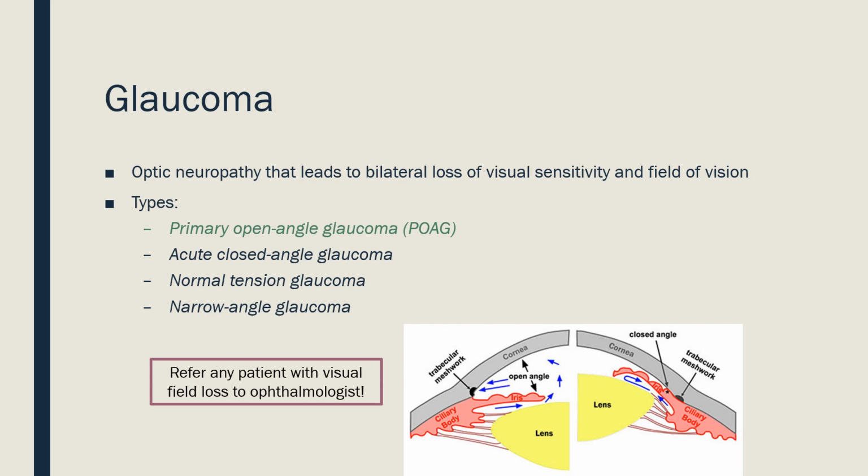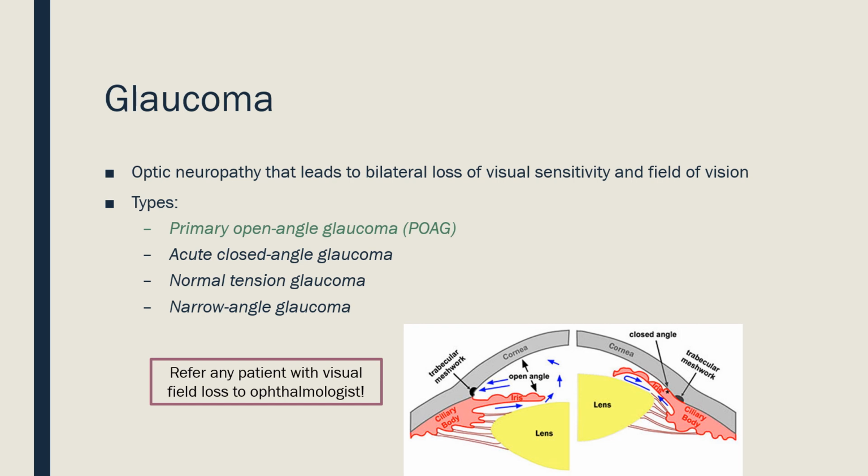Glaucoma is caused by irreversible damage to the optic nerve and retinal ganglion cells that leads to bilateral loss of visual sensitivity and field of vision. It's usually unnoticed until it has gone too far, and is the second leading cause of blindness in America, being the leading cause of blindness among African Americans.